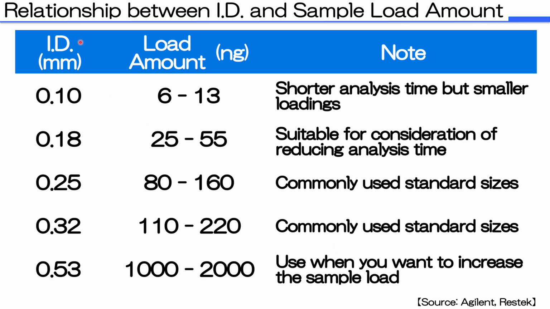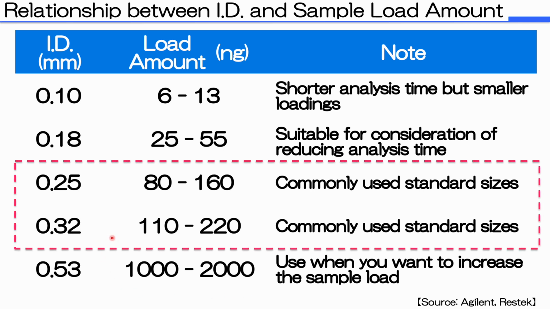Here is a table indicating the relationship between internal diameter and sample load amount. If the internal diameter is big, you can increase the sample loading. Generally, the first internal diameter to choose would be 0.25 or 0.32. Internal diameters of 0.1, 0.18, or 0.53 are used for specific analysis.